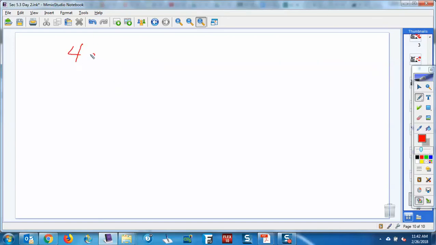Okay, so 4 cosine x minus 1 equals, let's make that negative 4 cosine x minus 1 equals negative 2 cosine x. Okay, try that one.